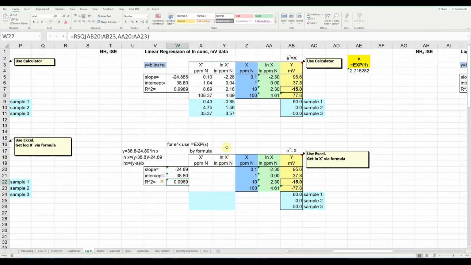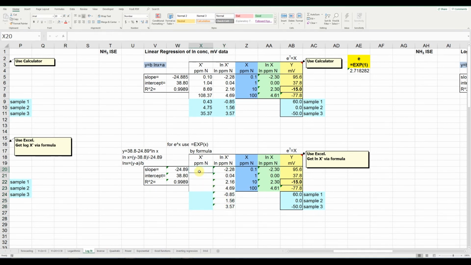Looks good. Okay, let's forecast our ln x values. So we write an equation, rearrange it for x. We'll say the ln of x is y minus the intercept divided by the slope. Equals, bracket, the y value minus the intercept, absolute reference F4, close bracket, divided by the slope, F4, absolute reference, equals negative 2.28. Looks good. We can drag this down for samples and standards.